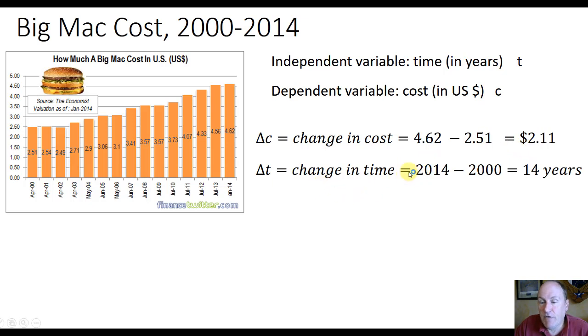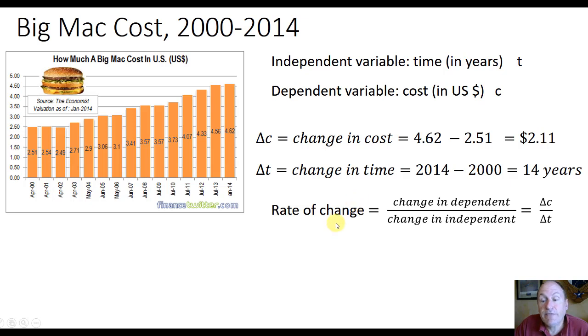Delta t, the change of time over that period, was 2014 minus 2000. So 2014 minus 2000, the period was 14 years. So delta c, the change in cost, $2.11, divided by delta t, 14 years, over the 14-year period. So the rate of change is the change in the dependent variable, delta c, divided by the change in the independent variable, delta t. Delta c over delta t in this case. So that is calculated as the ratio of $2.11 divided by 14 years.